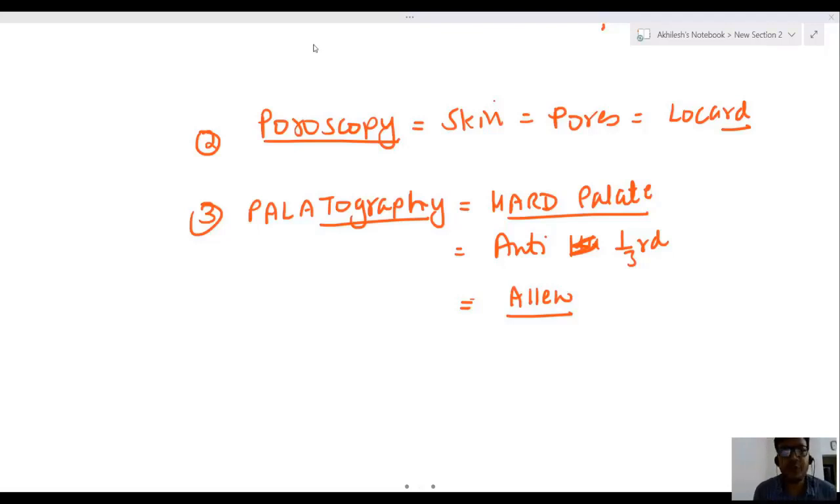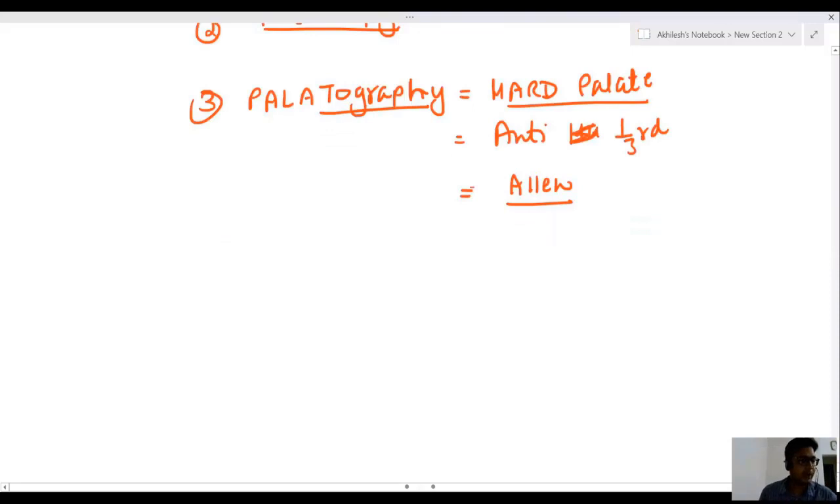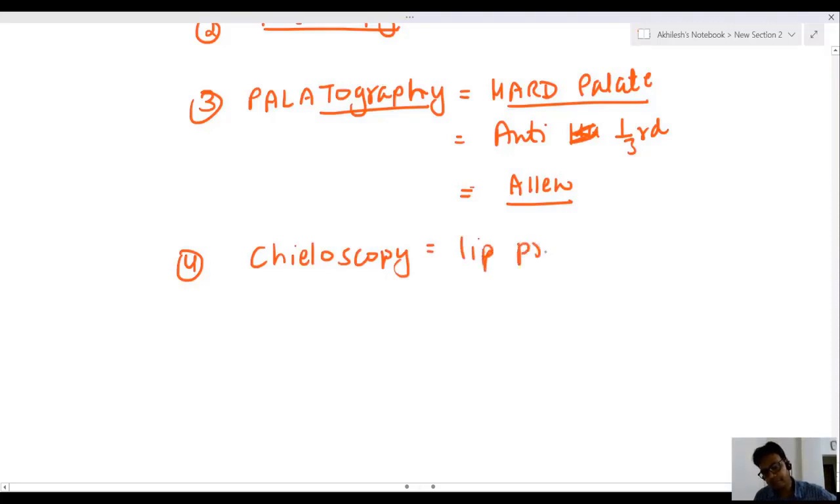The third, second is poroscopy. Skin contains pores. This was discovered by Locard. Palatography, study of hard palate anterior one third, discovered by Allen. Fourth, cheiloscopy, study of lip print is known as cheiloscopy. It was discovered by Suzuki. That's a very important MCQ. Suzuki discovered cheiloscopy.